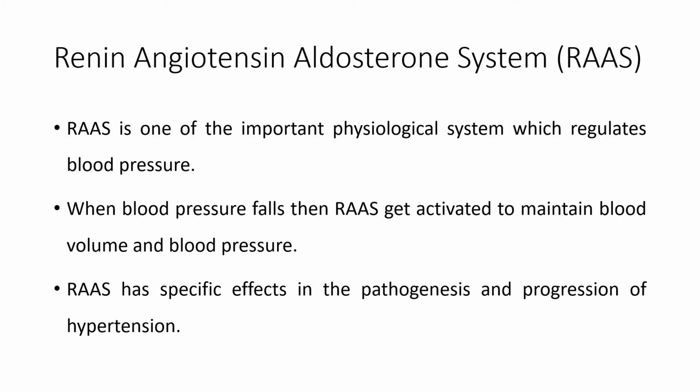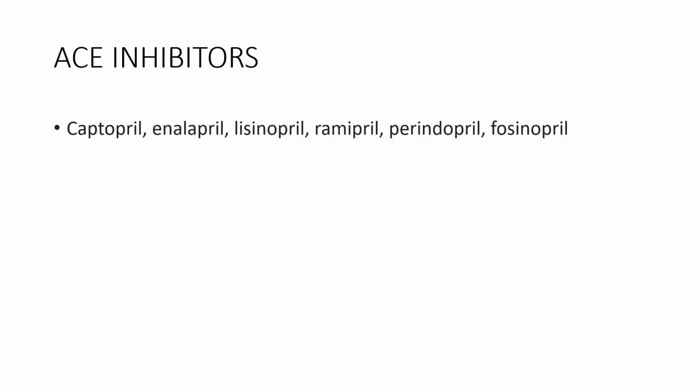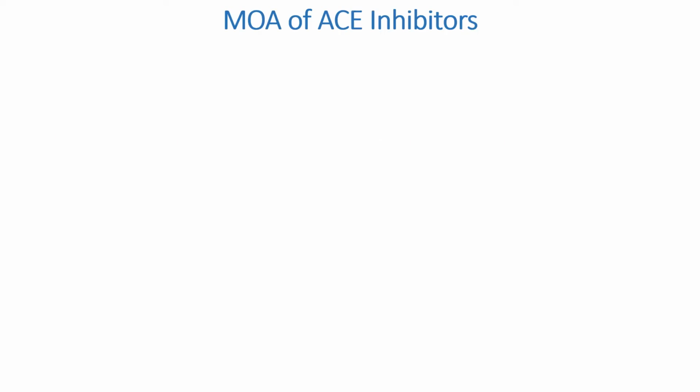This renin-angiotensin-aldosterone system has specific effects in the pathogenesis and the progression of hypertension. So basically in case of hypertension, this renin-angiotensin-aldosterone system is overactivated. So now we'll see the ACE inhibitors. These are the drugs which come under the category of ACE inhibitors, which includes captopril, enalapril, lisinopril, ramipril, perindopril and fosinopril. Let's see the mechanism of action of ACE inhibitors.